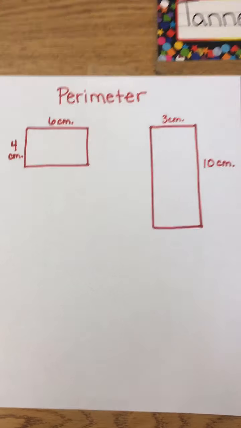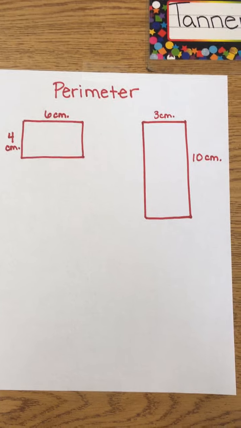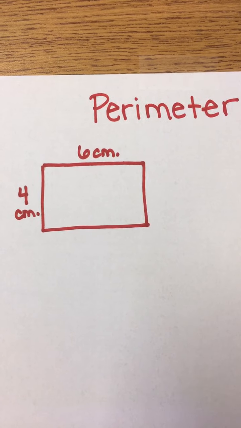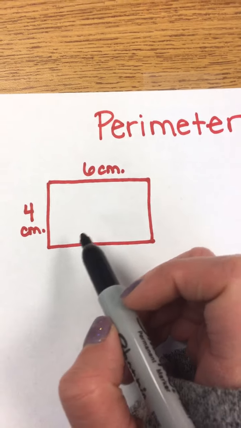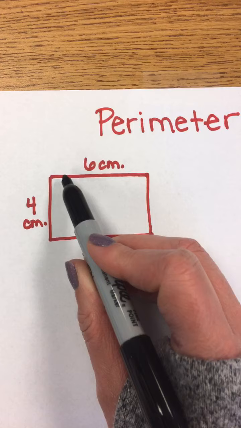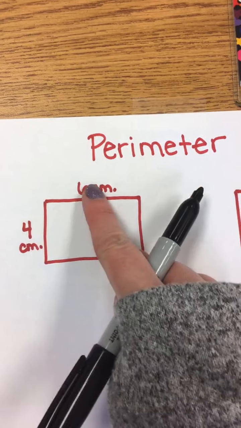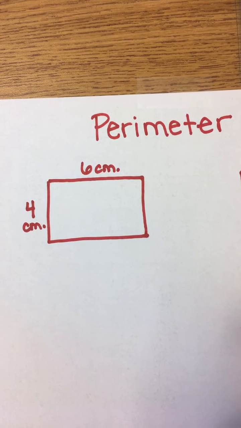So here we have just rectangles. It's not on grid paper, but the sides are labeled. So we're going to start with this shape. Okay, and we know that finding the perimeter, we have to add all the sides all the way around. These two are labeled, but these two are not. So in order to find the perimeter, we have to label our sides.